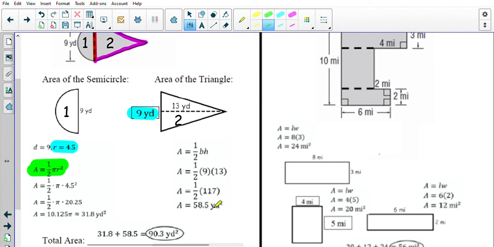So if we add 58.5 to the 31.8 to get our total area, that's going to get us about 90.3 square yards, or yards squared. So again, find the area of each region, add them together to get the total area.